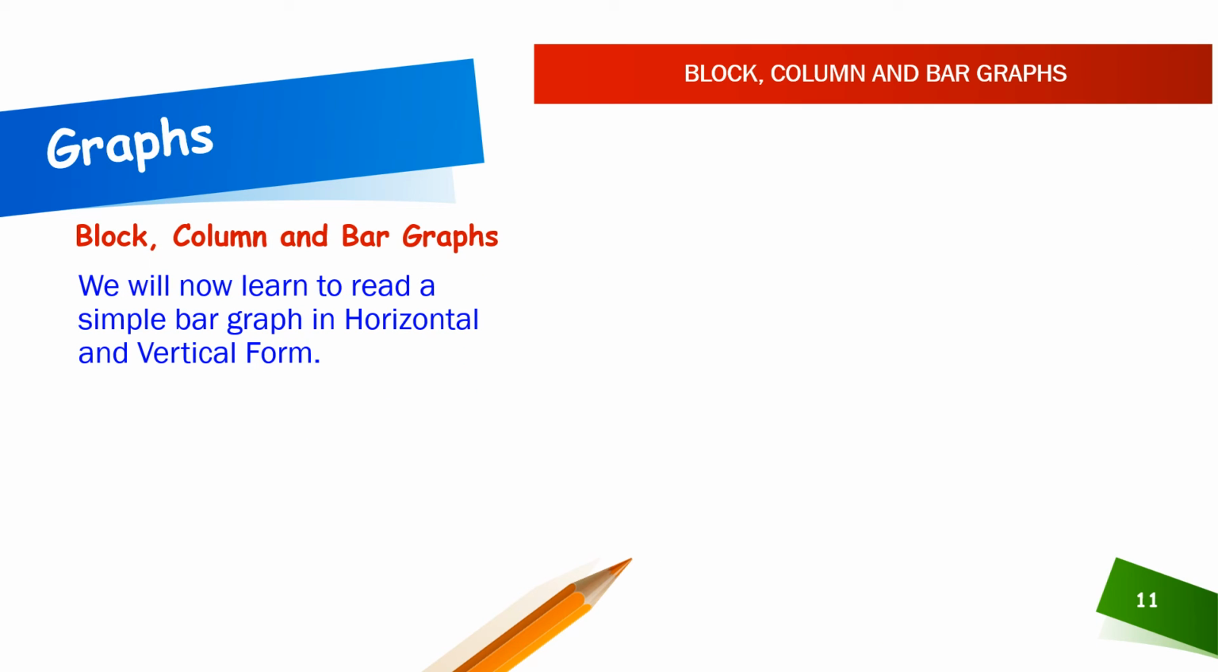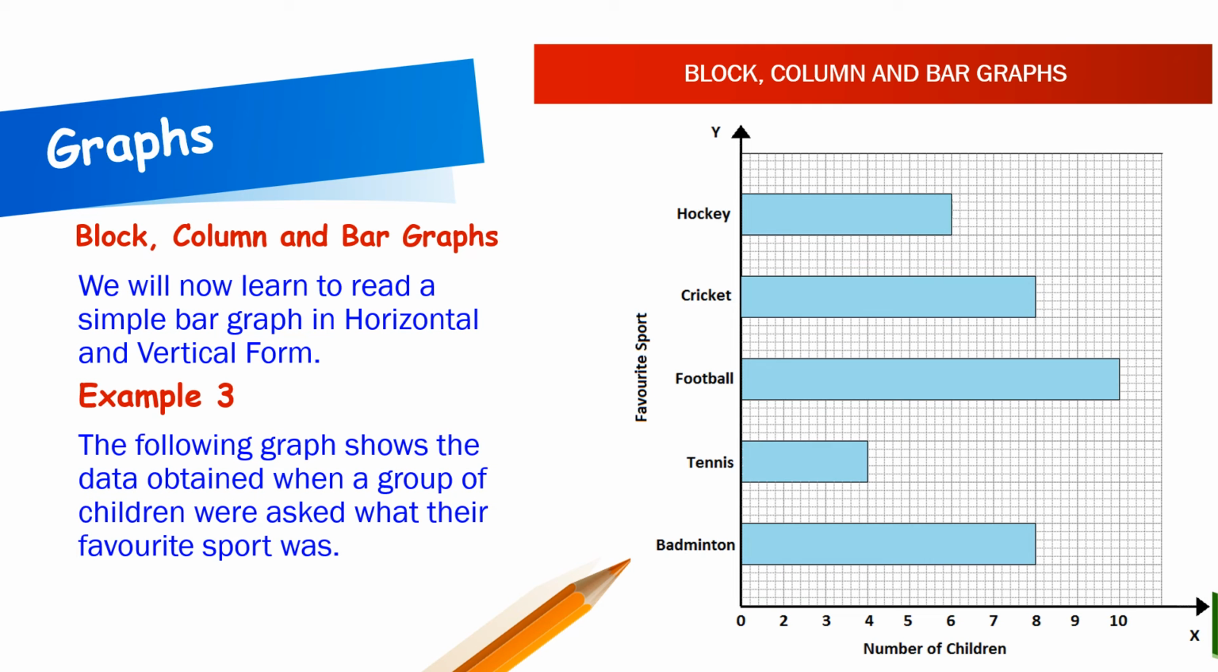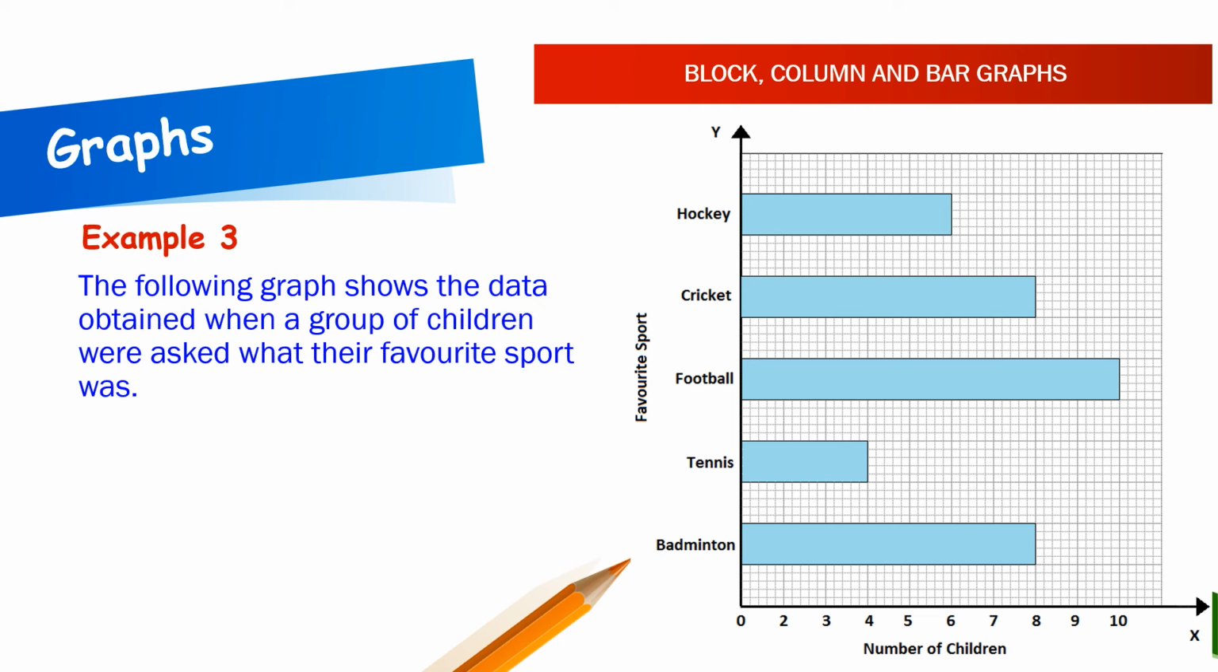We will now learn to read a simple bar graph in horizontal and vertical form. Let's look at an example to help us with this. The following graph shows the data obtained when a group of children were asked what their favourite sport was. Let's now look at the following question. How many children liked each sport?